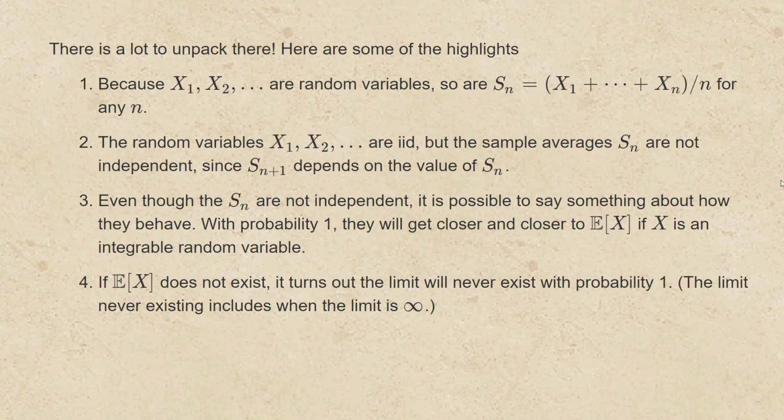Even though the S sub n are not independent, it is possible to say something about how they behave. With probability 1, they will get closer and closer to the numerical value of the mean of X if X is an integrable random variable. If the mean of X does not exist, it turns out that the limit will never exist with probability 1 either. Now the limit never existing includes the case when the limit is infinity.